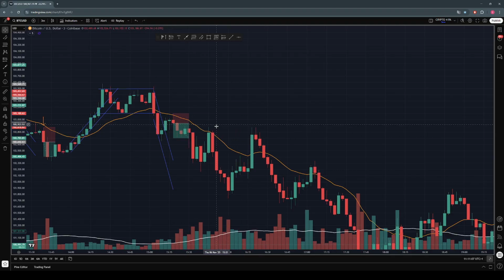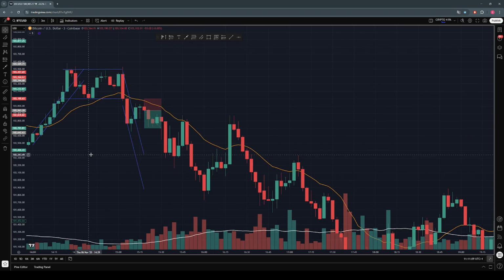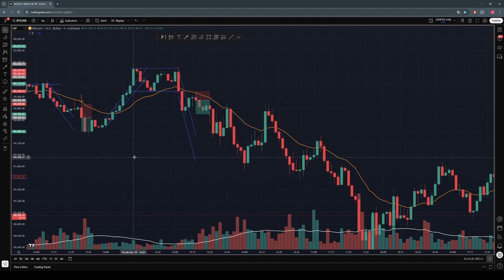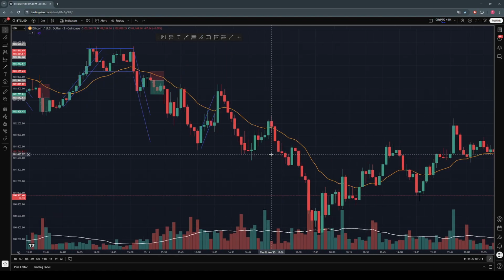Just 1.5 here. Good trade. It runs down. It is more sharp, right?